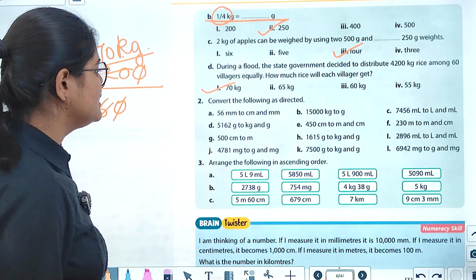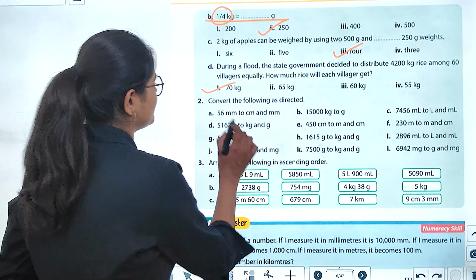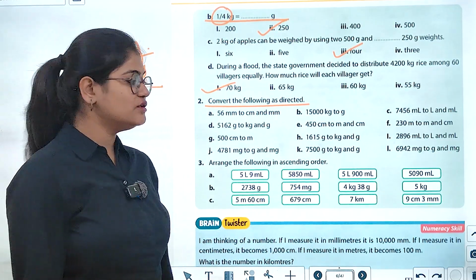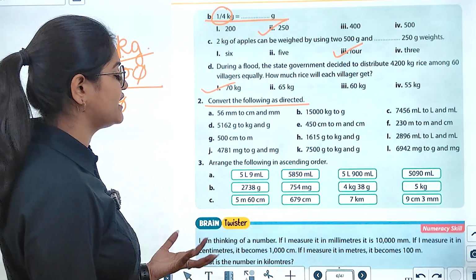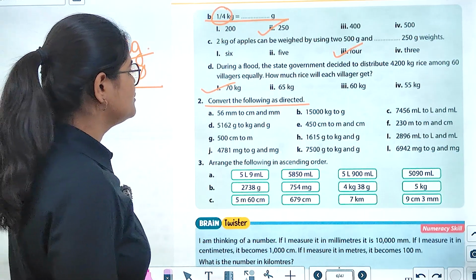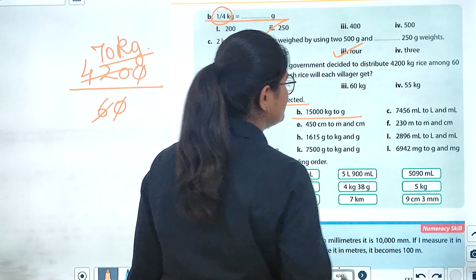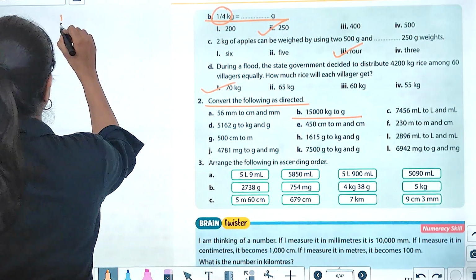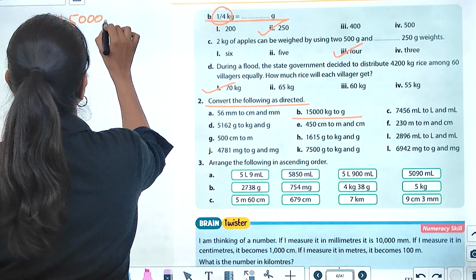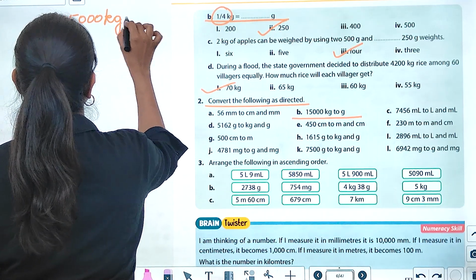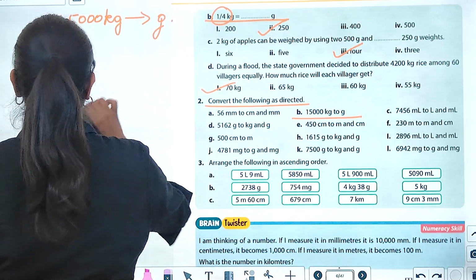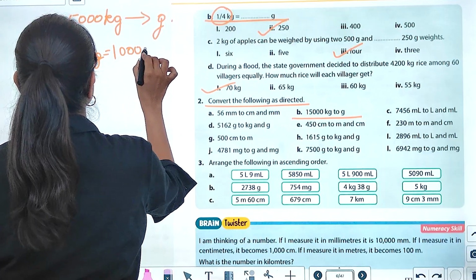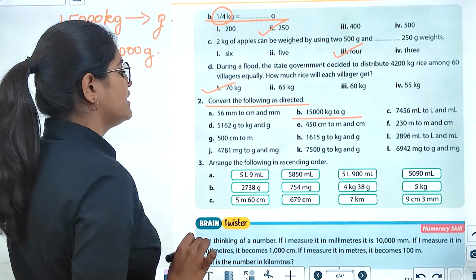Correct? Now next, let's move to question 2, which is: convert the following as directed. So how will we convert these? Let's try to find out. First of all, they say 15,000 kilograms to grams. So they are asking to convert 15,000 kilograms into grams, right? So we all know that 1 kg is equal to 1000 grams, right?